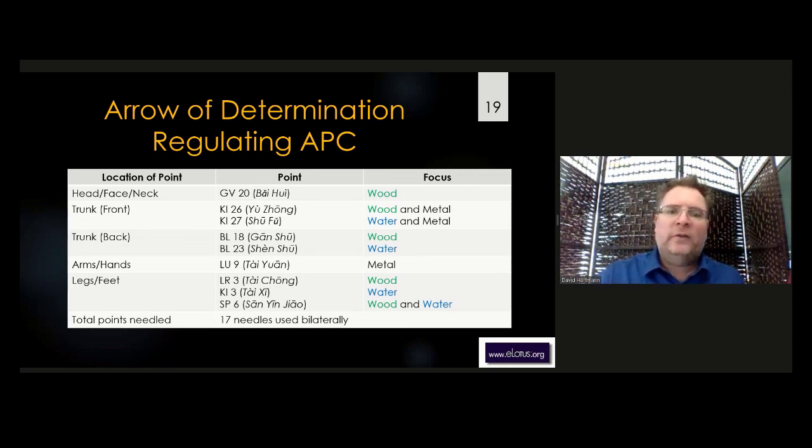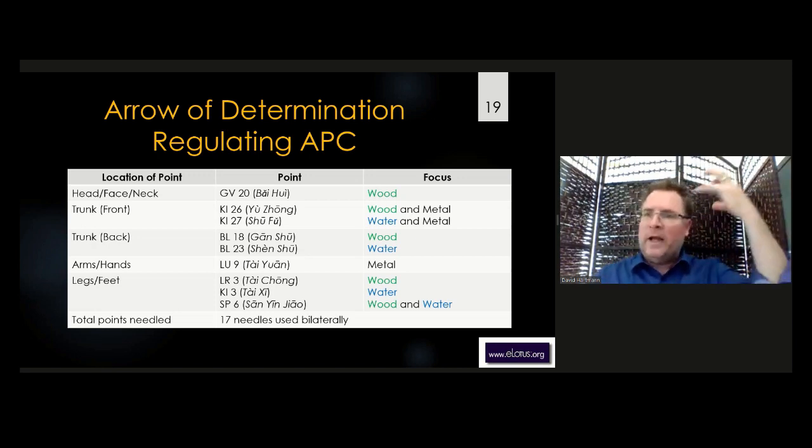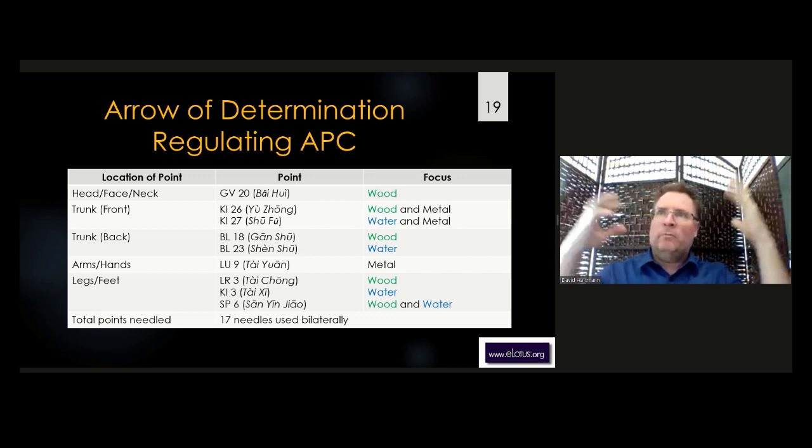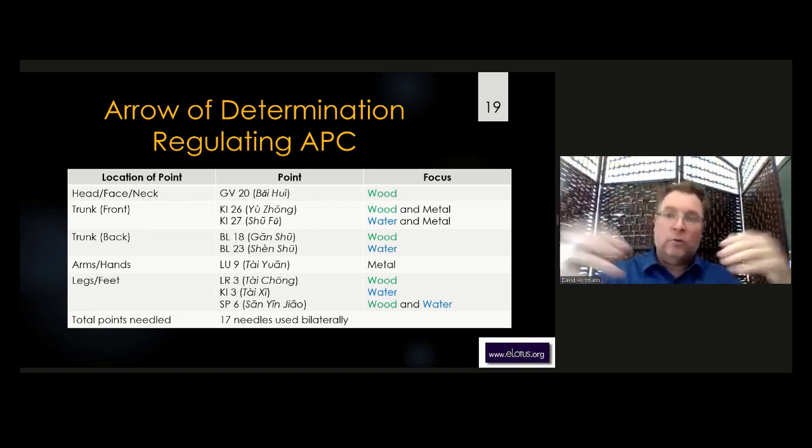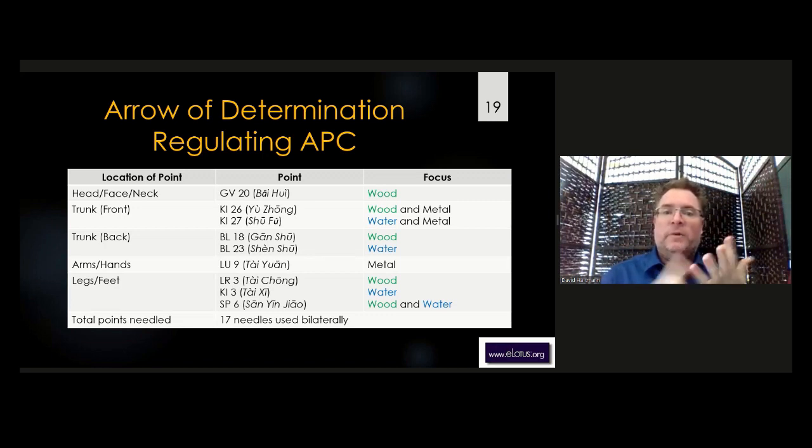So in this case, I've got a few slightly different ones, but still some consistencies. We've got our beautiful Du 20 being that one that's the highest and most connected to our Hun and our universal energy. We've got Kidney 26 and 27 for wood, water, and metal. The value there is that metal can actually be part of both Kidney 26 and 27. So we can get 3 elements done with only the 2 acupuncture points.